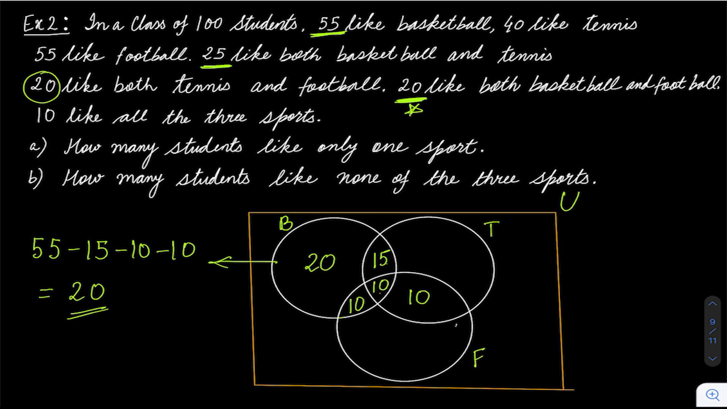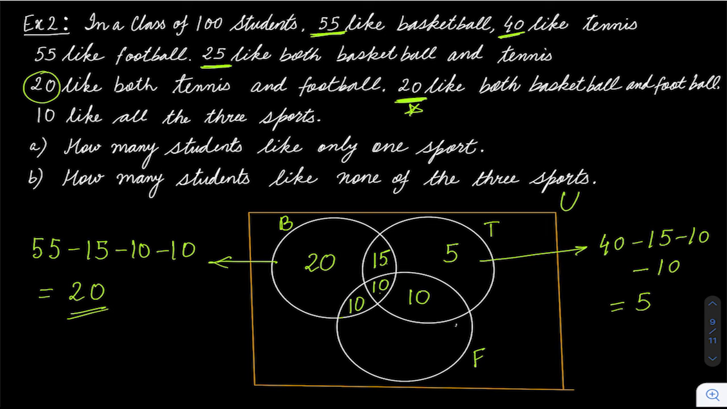Similarly, let's go for tennis. Total students that like tennis are 40. How many have we written already? From 40 we have written 15, 10, 10. Just look at the set T. Which numbers are written? 15, 10, 10. So we will subtract that. It leaves us with 5. So this is 5.